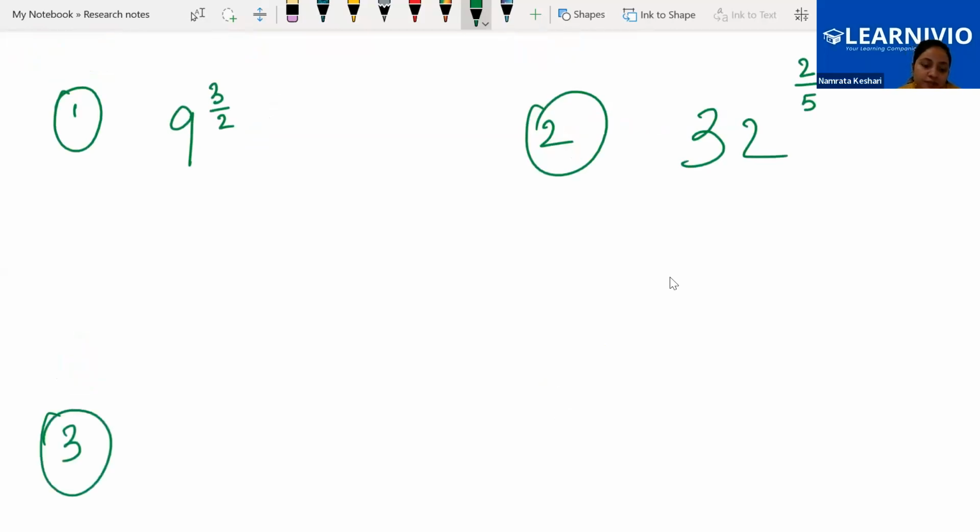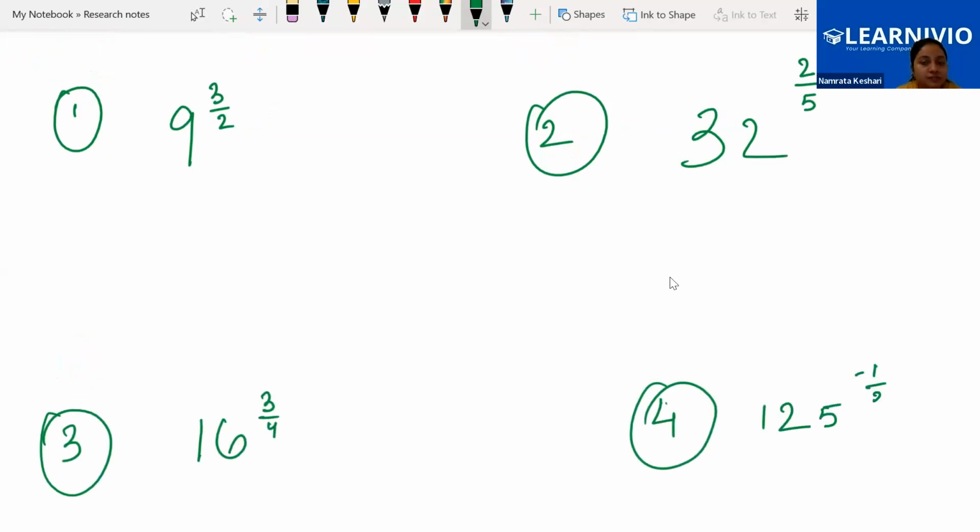Number 3, 16 to the power 3 by 4. Number 4, 125 to the power minus 1 by 3. Please do it one by one.